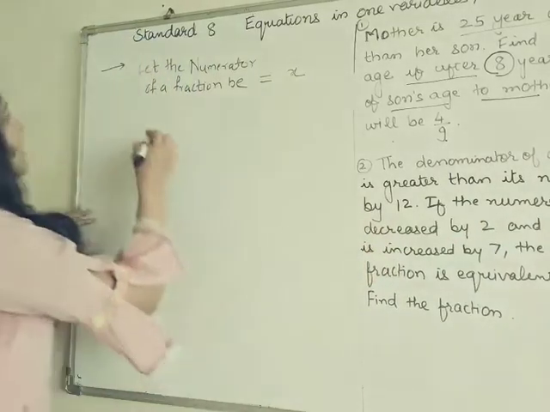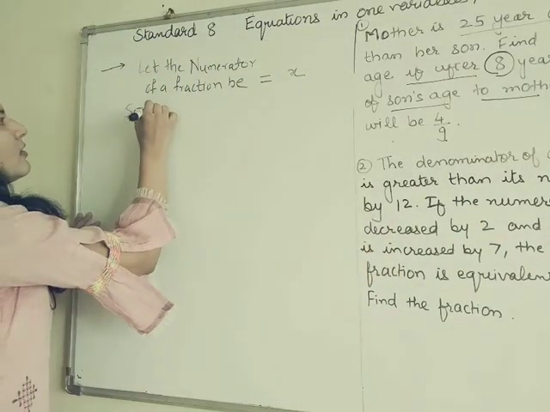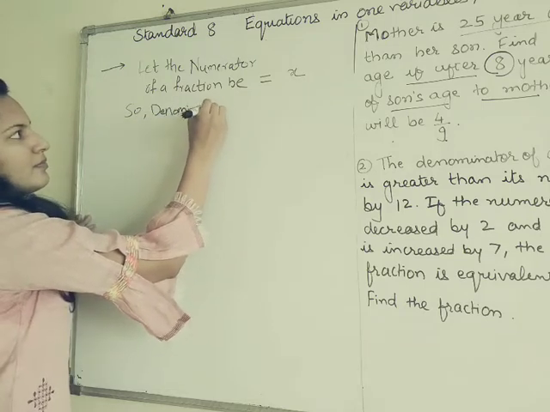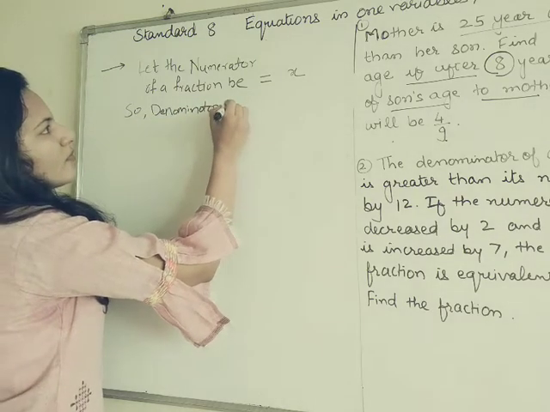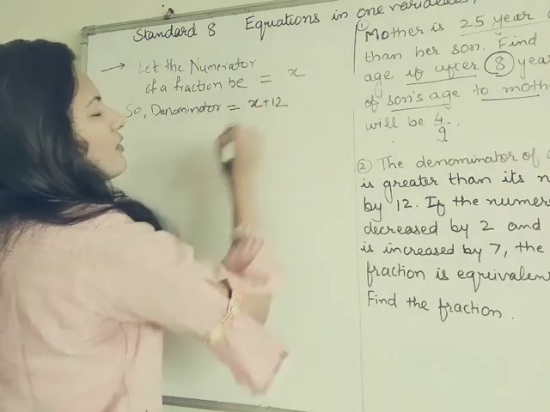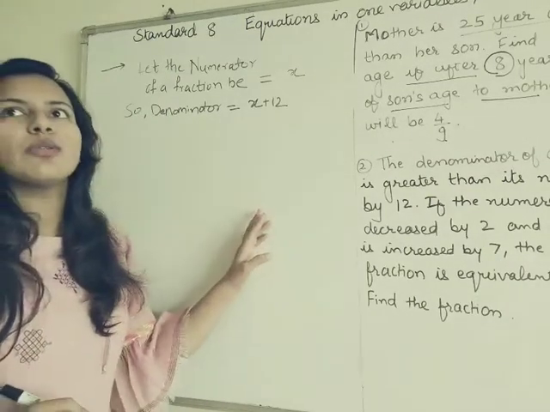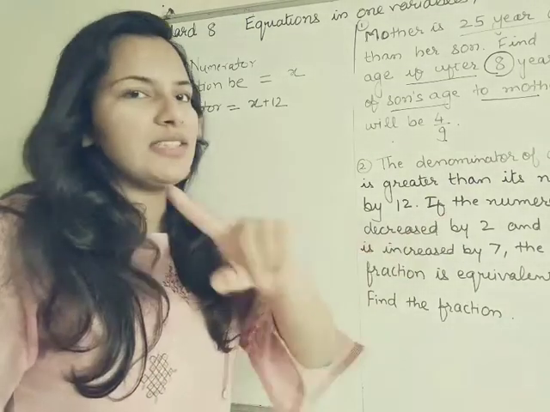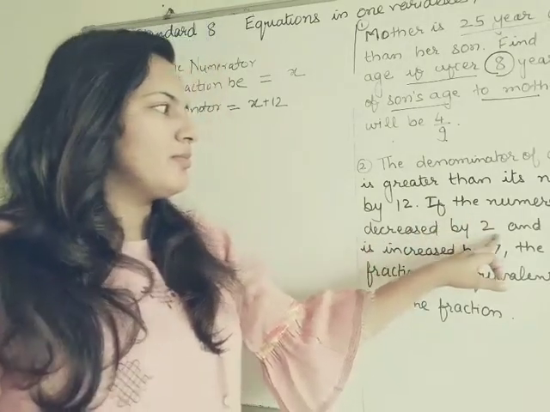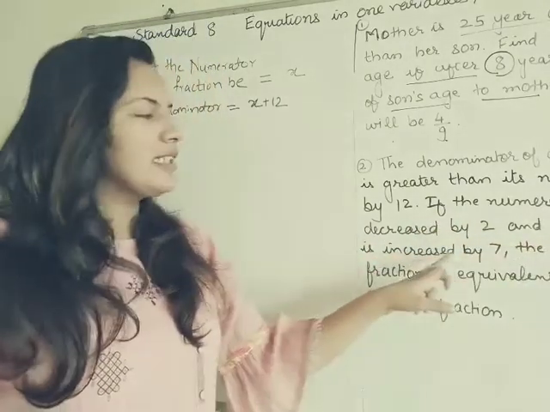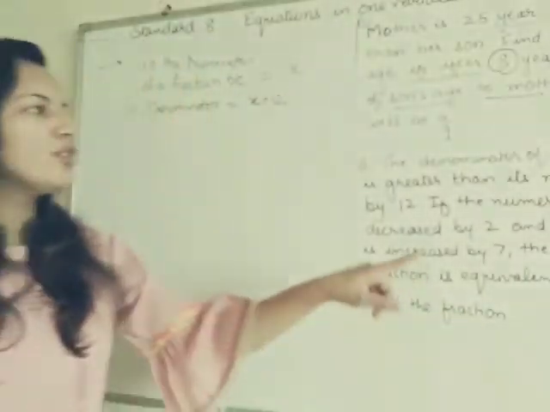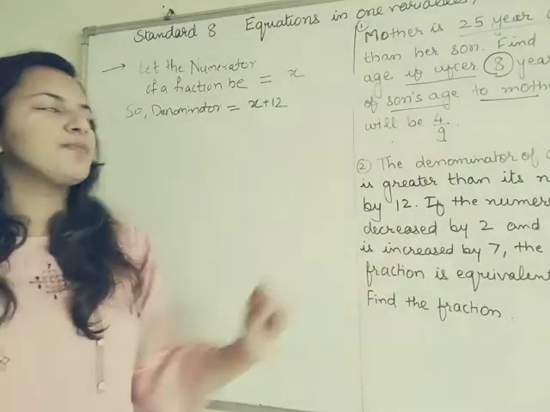So the denominator is greater than 12, so it is x plus 12. Okay, so let's read out the second statement. If the numerator is decreased by 2 and the denominator is increased by 7, then the new fraction is 1 by 2. So the numerator is decreased by 2.